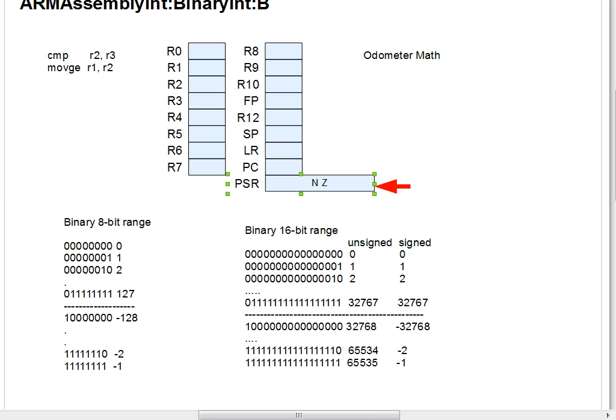ARM assembly uses a pair of letters after the assembly opcode to indicate this, so move GE is a move conditioned on a greater than or equal outcome. Many other two-letter conditions are allowed. Move EQ, for instance, would do a move only if the compared values were equal. And question 1. Given that CMP performs a test subtraction on its arguments, what combination of N and Z flag values would make a subsequent move EQ instruction execute?